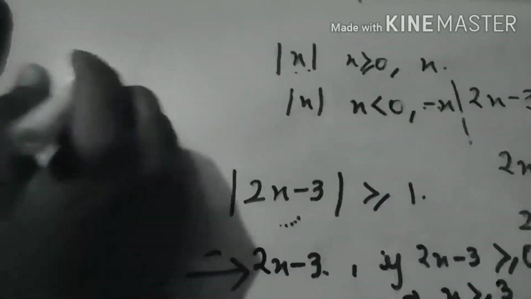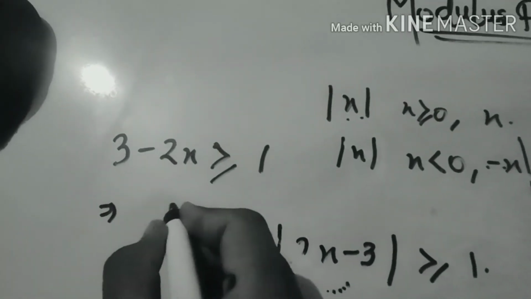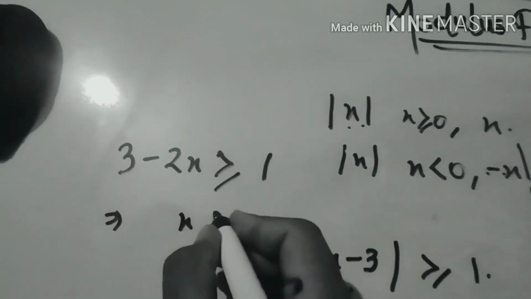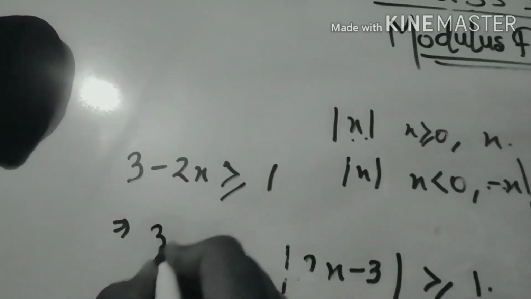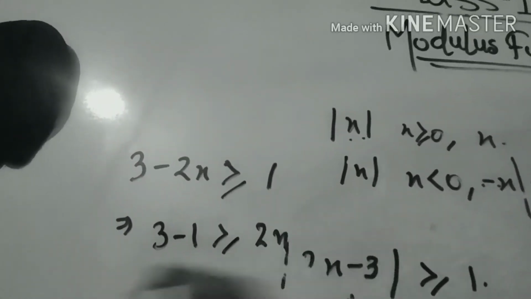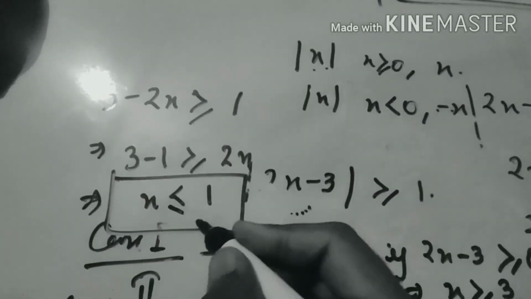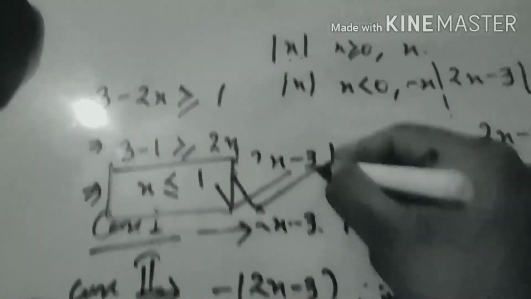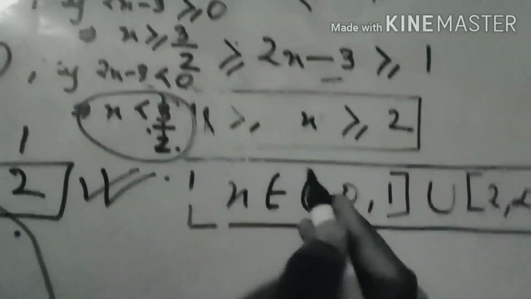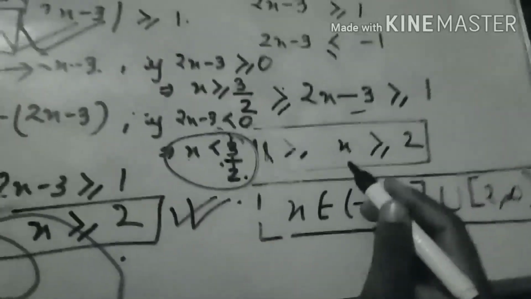So in case 2 we put 3 minus 2x is greater than or equal to 1, which will be 3 minus 1 is greater than or equal to 2x, because of the minus sign, so x is 1. So the value of x is less than or equal to 1, which satisfies the condition that x is less than 3 by 2. So the value of x can be both, greater than 2 or less than 1, which we have got similarly here, x is greater than or equal to 2, or x is smaller than or equal to 1.